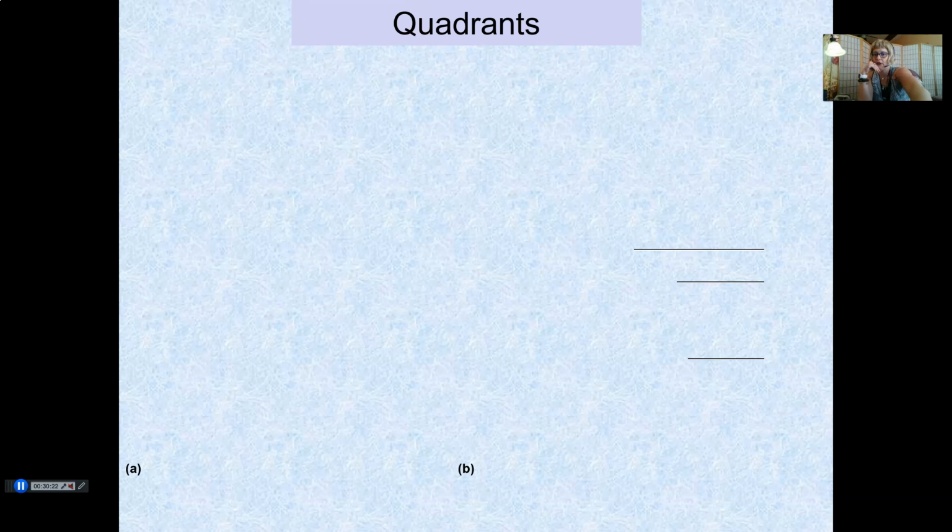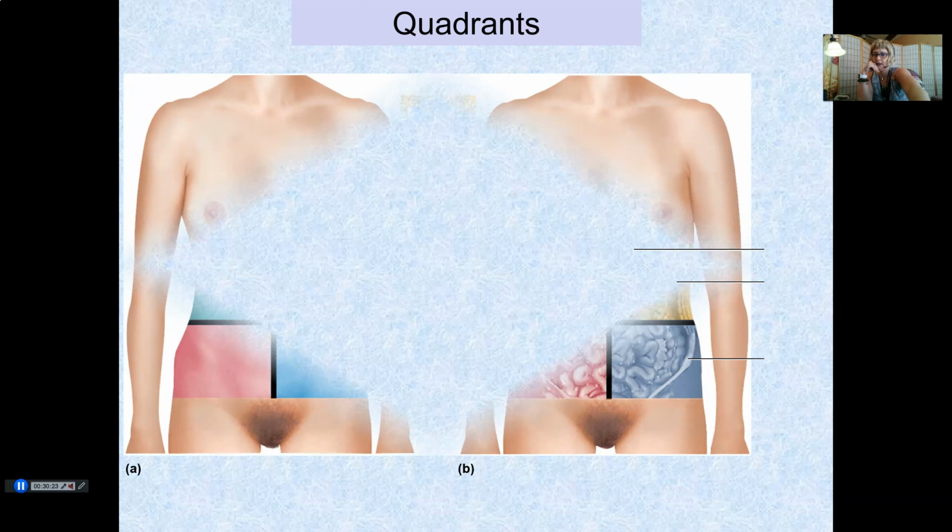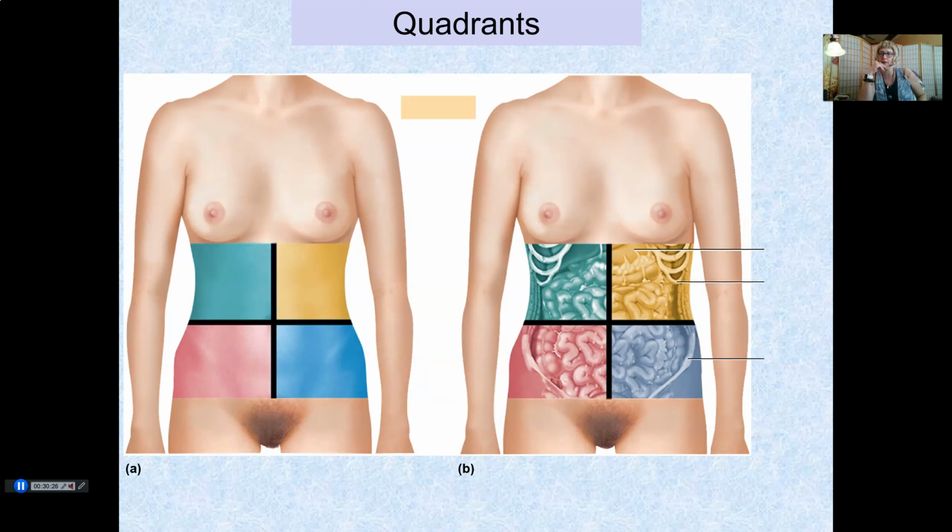Quadrants are basically delineating the body in four quadrants. And what part of the body? We're just looking at the trunk, the main portion of the body. So if you look at the green here, this is the right upper quadrant, because remember, it's the patient's right side, okay? I know this looks to you as a left when you're looking at it, but you gotta think mirror image.